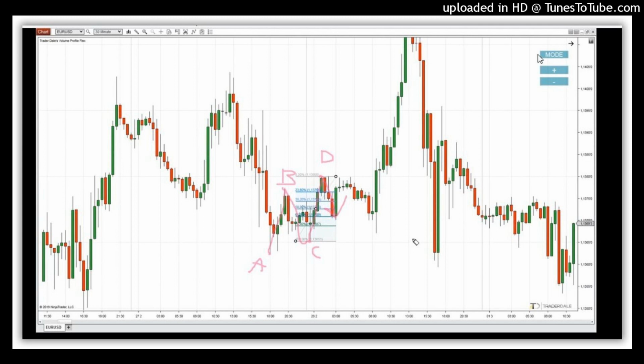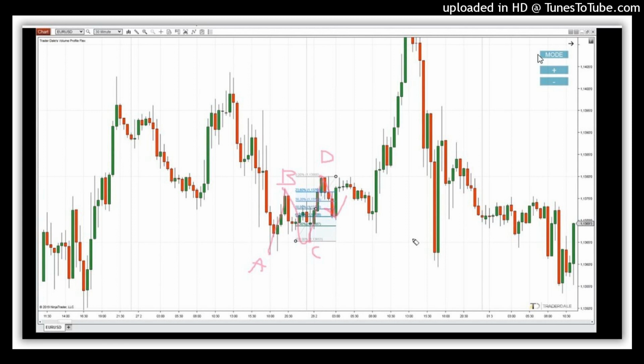Another case of the ABCD setup is in here. This is A. This is B. From B, you go to C, which is above the 50% line. You move the tool like this, and this will be the level to go long from. So A, B, C, and here would be the D.